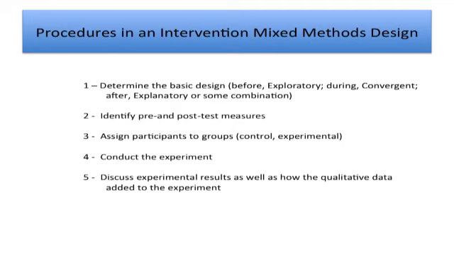Now it's possible, of course, to gather qualitative data at all three phases, but that leads to a considerable amount of data collection, and I generally recommend that people think about maybe one or two phases where they bring qualitative in. Next, in this experiment, identifying the pre- and post-test measures, assigning participants to the groups, conducting the experiment, and then discussing finally how the experimental results are enhanced by the qualitative data.